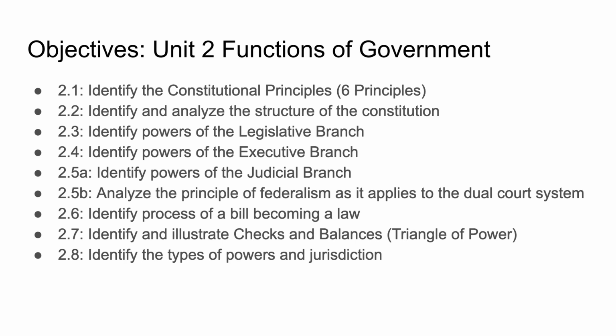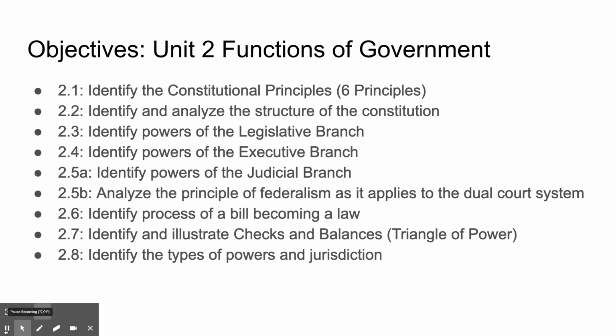Our last principle is judicial review, and that's the power of the court to determine the constitutionality of a law or an action. And judicial review reminds us of the Supremacy Clause, which means that the U.S. Constitution is the supreme law of the land. So again, our 6 principles of the Constitution are 1, popular sovereignty, 2, limited government, 3, checks and balances, 4, separation of powers, 5, federalism, and 6, judicial review.